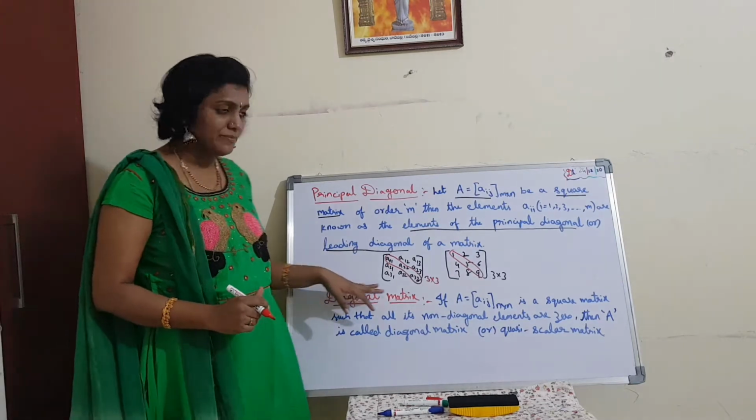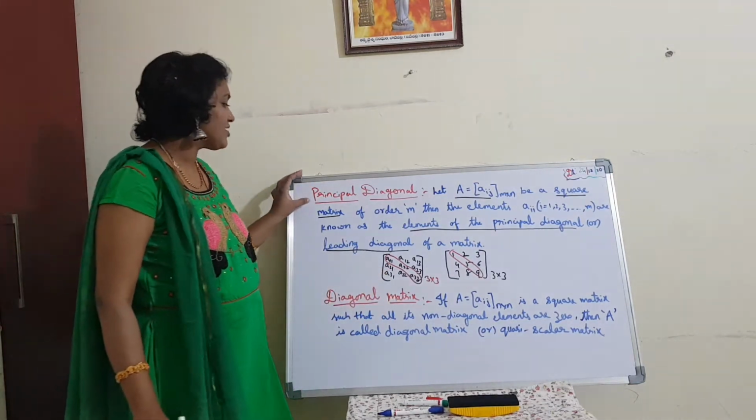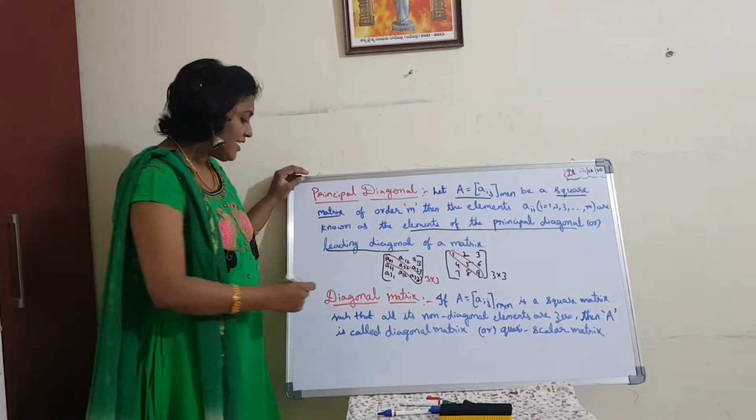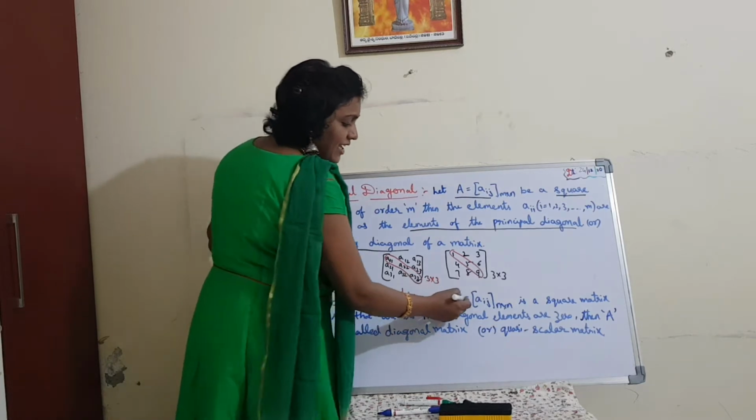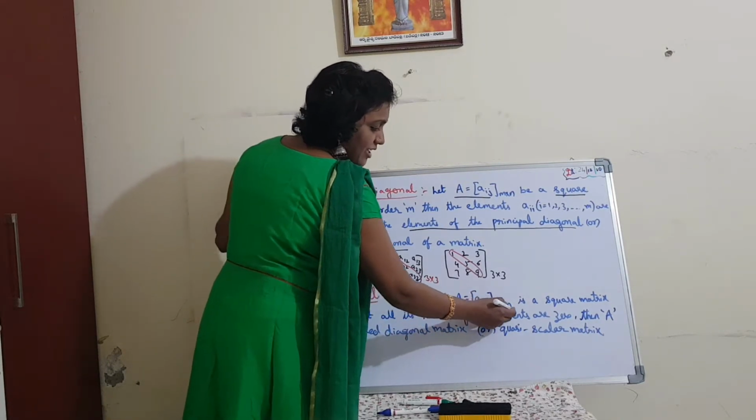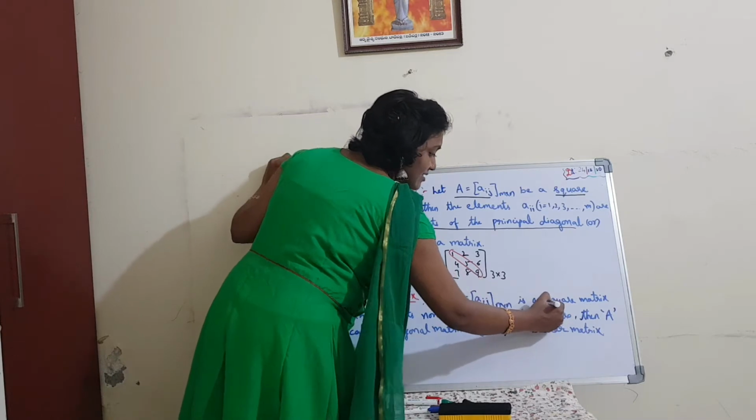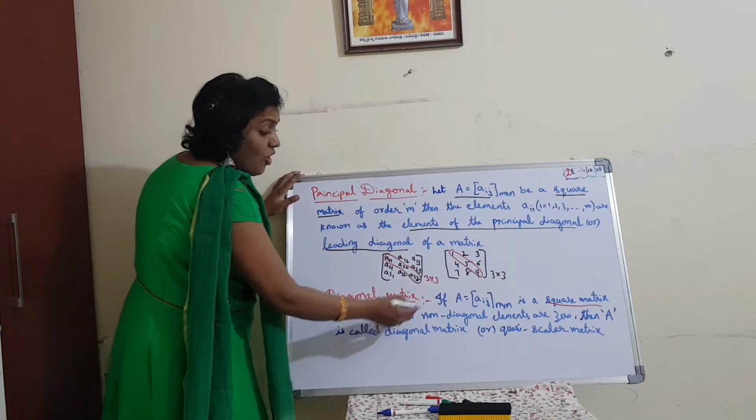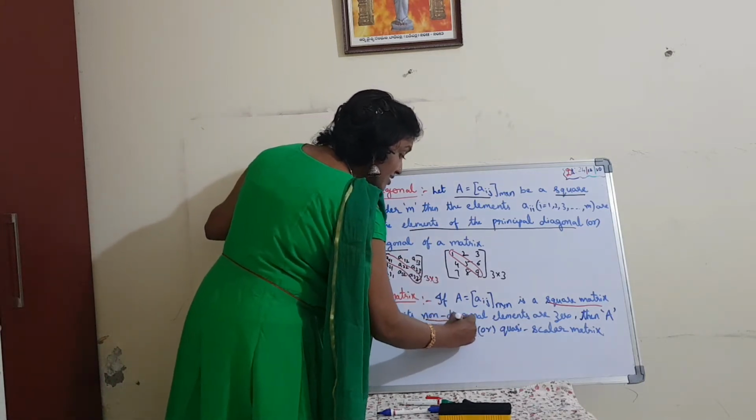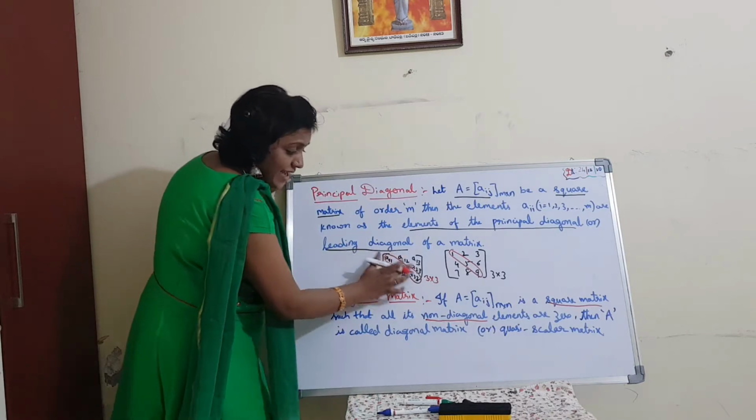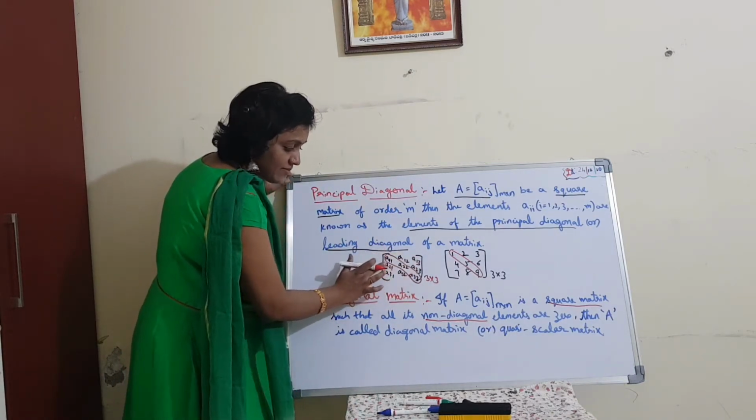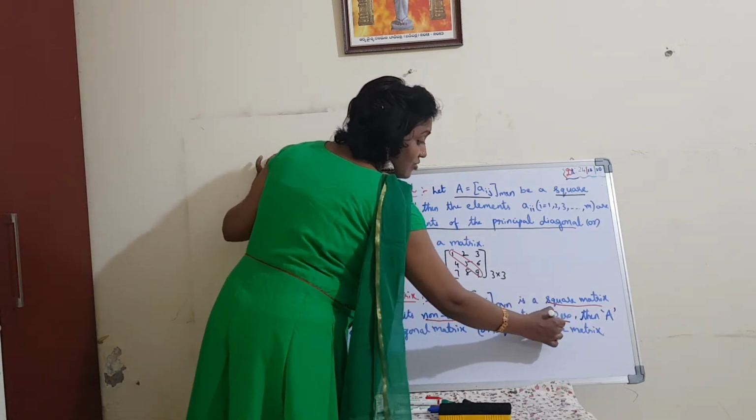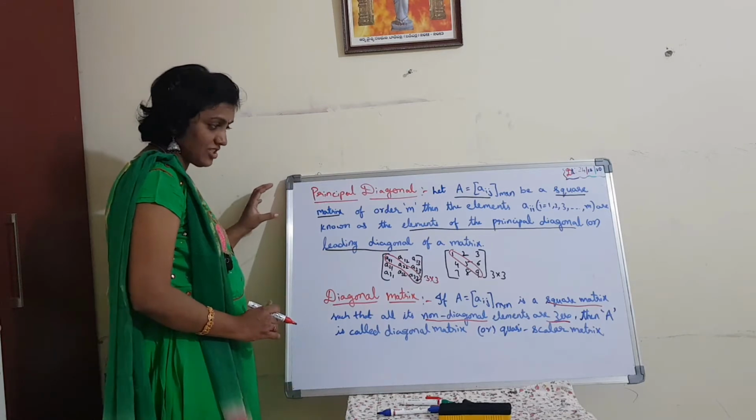Next one is a diagonal matrix. I will tell what is the difference between principal diagonal and diagonal matrix also. Here what is a diagonal matrix? If A = [aij], n by n, is a square matrix, it must be a square matrix such that all non-diagonal elements are 0. Here these are diagonal elements. Non-diagonal elements means this one.